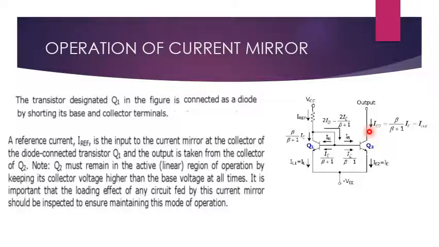And I told you that your Q1 and Q2 must be perfectly matched. So Q2 must remain in the active region of operation by keeping its collector voltage higher than the base voltage at all times. That is the condition for active region. So we should ensure that the loading effect of any circuit fed by this current mirror is inspected to ensure maintaining this mode of operation. What mode? Active mode. Q2 should be in the active mode. Clear?